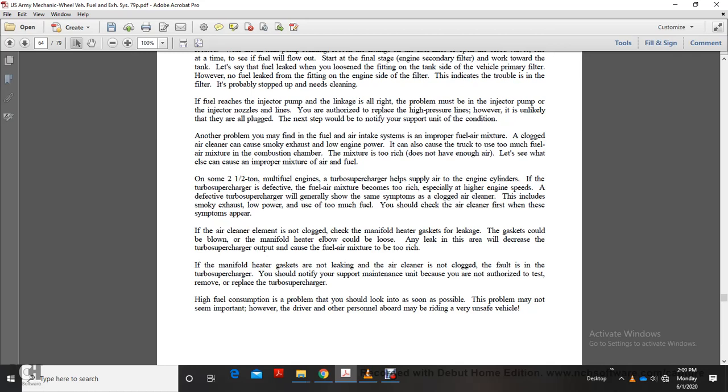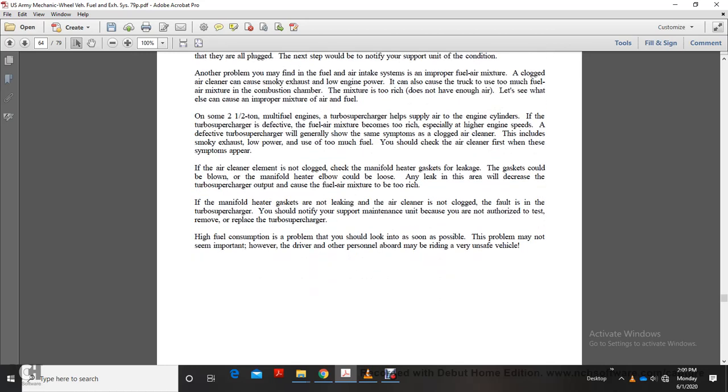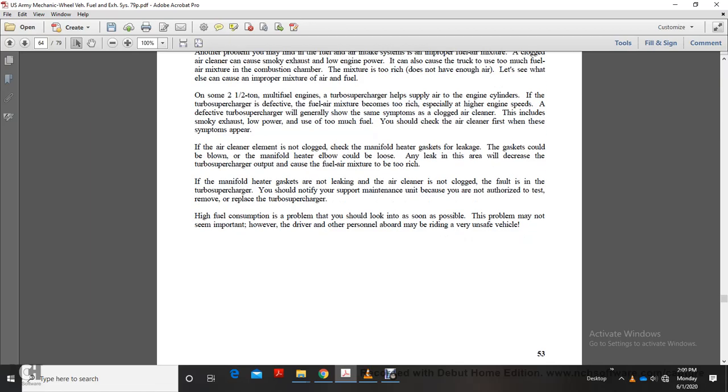The next step is to notify your support unit of the condition. Another problem you may find is in the fuel and air intake systems, an improper fuel air mixture. A clogged air cleaner, with smoky exhaust and low engine power, can also cause the engine to use too much fuel in the air fuel mixture in the combustion chamber. The mixture is too rich and does not have enough air. Let's see what else can cause an improper mixture of air and fuel.